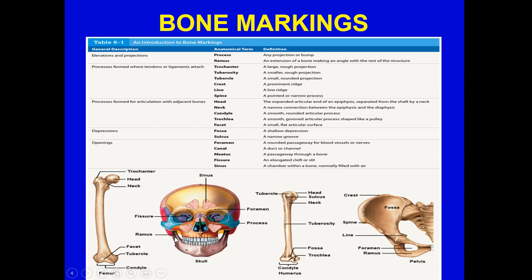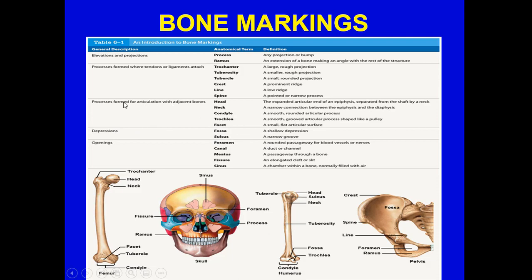When you look at processes that are formed where tendons or ligaments attach, that includes the trochanter, tuberosity, tubercle, crest, line, and spine. Here's an example. Here's the trochanter. Interestingly enough, on the femur, you're going to have the greater trochanter and the lesser trochanter. We're going to go through that in a bit. You will also see the tubercle, and here's the trochlea and the condyle. A fossa is sort of a pocket, a shallow depression. The sulcus is a narrow groove.